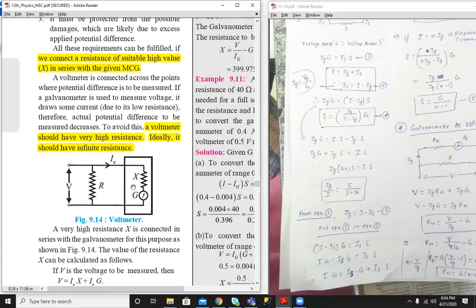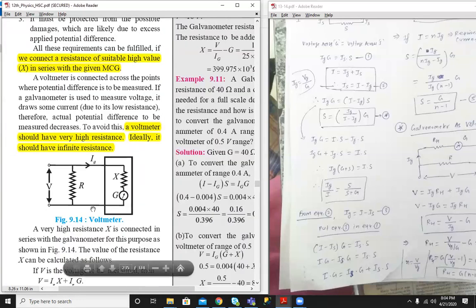To make a circuit high resistive, we will connect a resistance in series. So here X is a high resistance that is connected in series with a galvanometer. Always remember, an ideal voltmeter has infinite resistance, and a practical voltmeter or just a voltmeter has a high resistance. In exam it comes as an MCQ: an ideal voltmeter has infinite resistance, and if it is written as a practical voltmeter or just a voltmeter, then it has a high resistance.